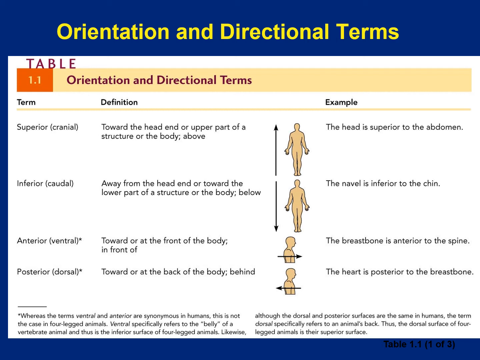So we use the terms anterior and posterior. You'll also see them called ventral and dorsal. Okay. So when we talk about anterior, it's what you would call the front of the body, or basically your belly side. Posterior is what you would call the back of the body, okay? Or in us, the side that our spine is on. So the breastbone is anterior to the spine. It's more in the front. The heart is behind our breastbone, so it's more posterior.